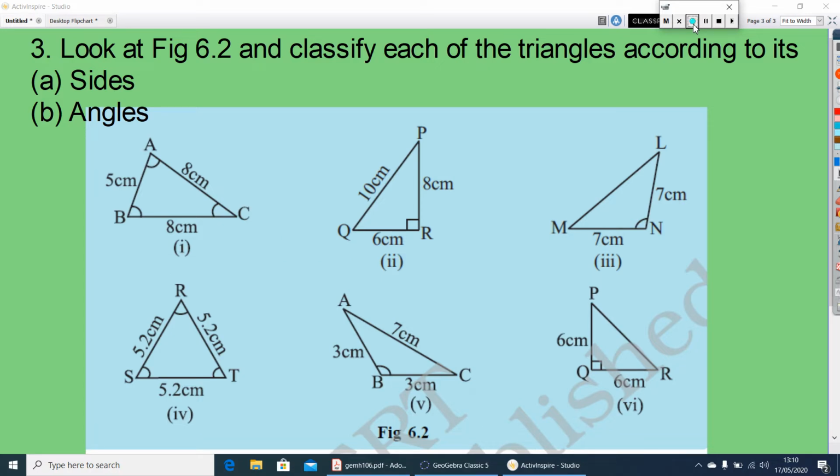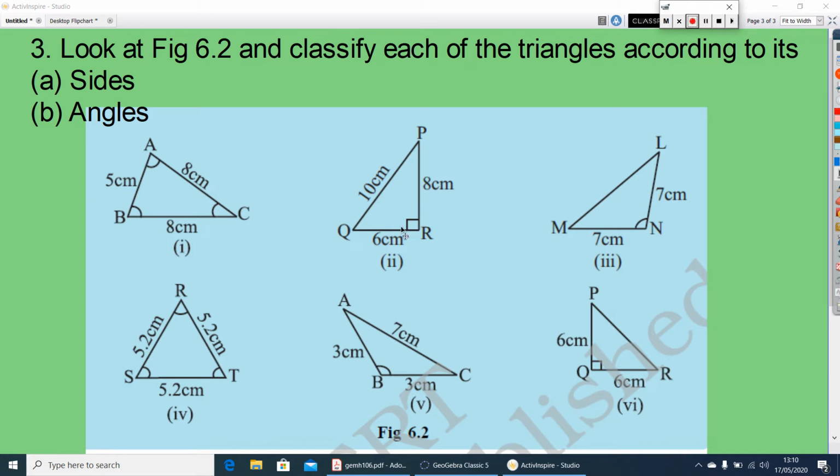Now, the third question is, look at figure 6.2 and classify each of the triangles according to its sides and angles. Here, of the 3 sides, 2 sides are equal, so it is an isosceles triangle. And these 3 angles are acute. Again, this can be classified as an acute angled triangle. Both ways you can write the answer.